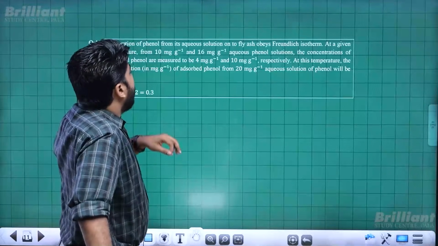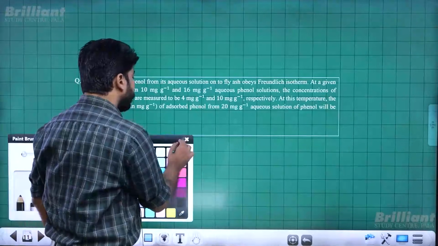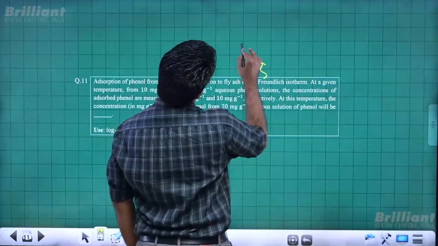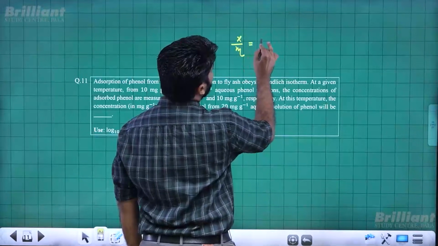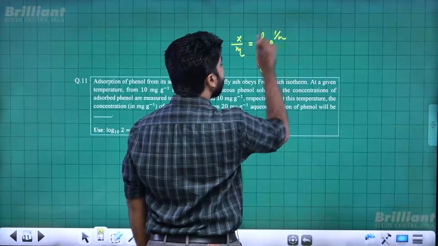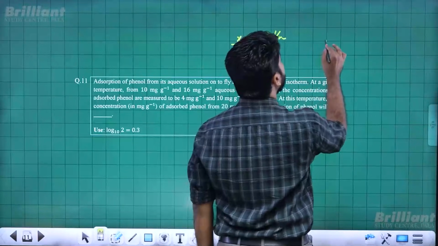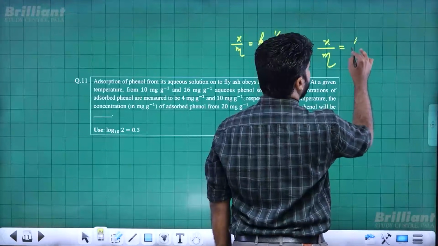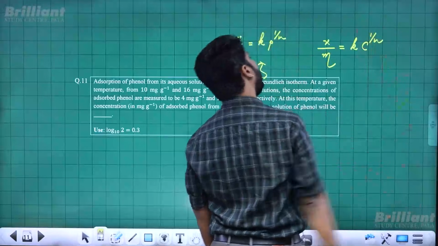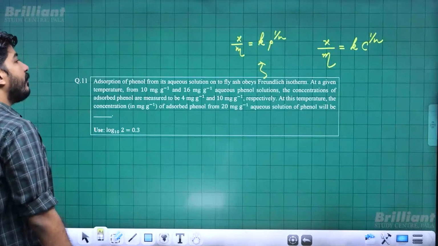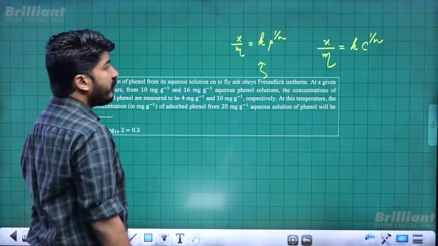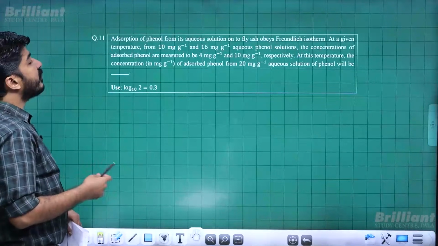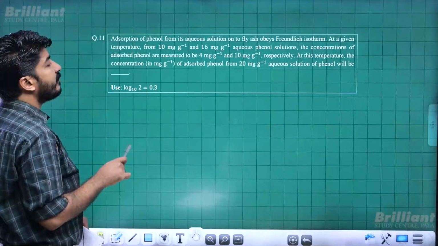Okay, right. So let's recall the Freundlich isotherm mathematical form. X by m equal to k p raised to 1 by n in the case of gases, or for aqueous liquid solutions, this is also an accepted form of the Freundlich isotherm: X by m equal to k c raised to 1 by n, where c is the concentration of the adsorbate. So, the next question is related to the Freundlich isotherm, which is described in the surface chemistry topic.